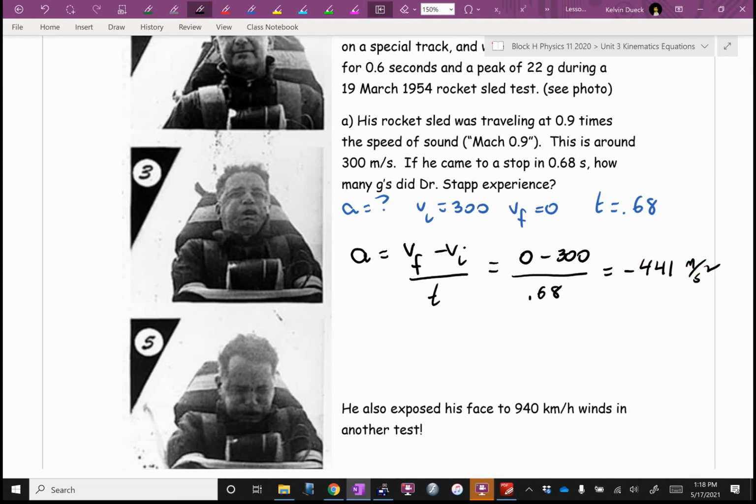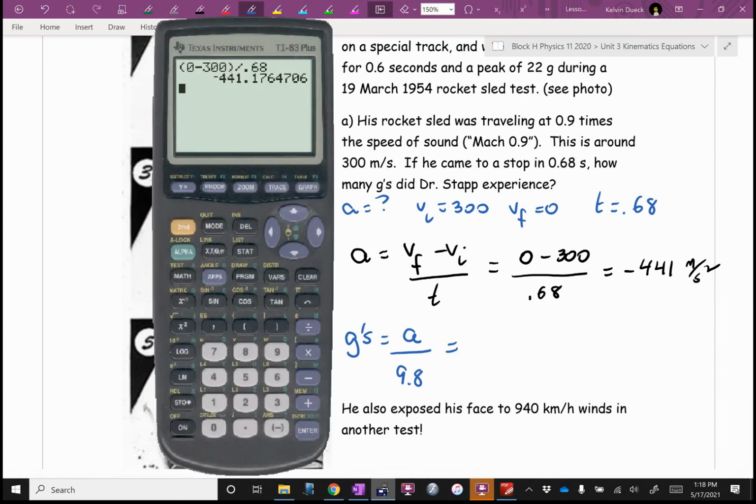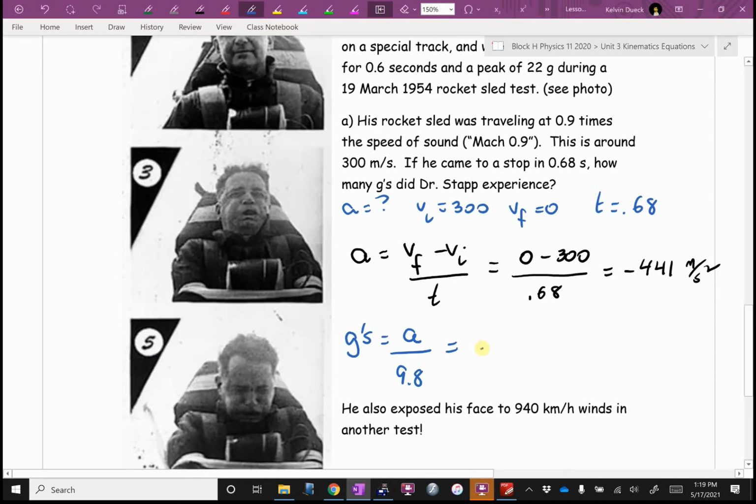This question wanted me to find how many G's. So here's how you find G's. To find G's, it's the acceleration divided by 9.8. Not negative, Braden. The negative is a directional thing, just to find the magnitude. So on your calculator, hit your answer button. Divided by 9.8. How many G's did he pull? And the units for G's is G's. Nope. We're going to watch a video of it. Well, patience, we'll find out.